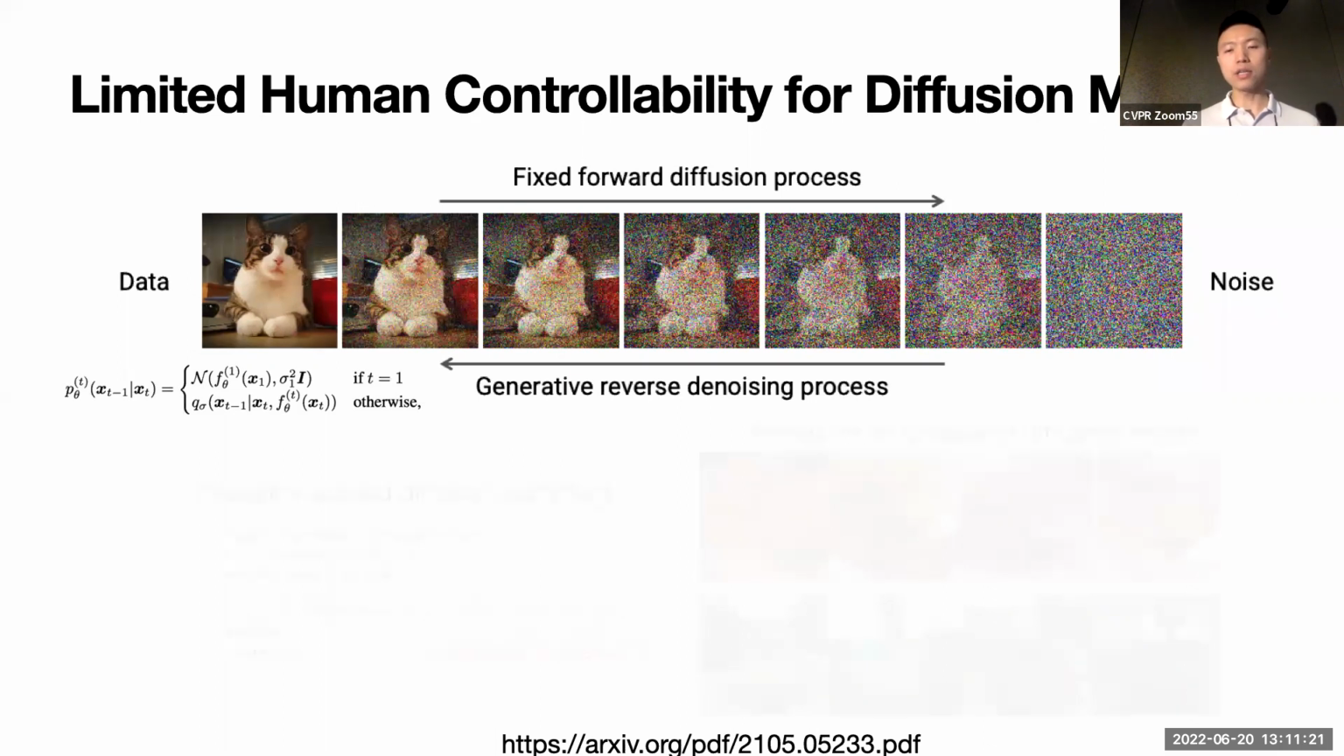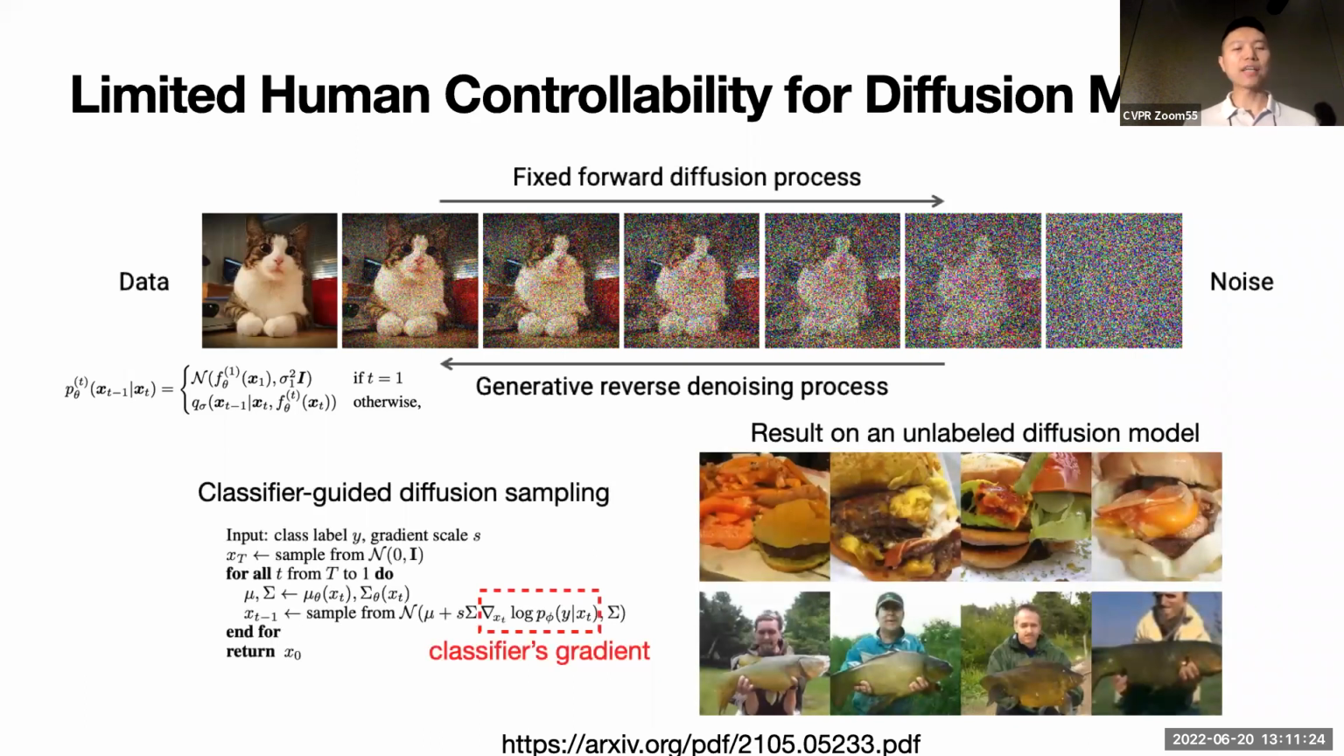So to improve this controllability, people developed classifier-guided diffusion sampling. What they are doing is introducing some classifiers on those noisy images in the intermediate generation steps. They input the generated noisy image into the classifier, then use the gradients of the classifier to guide the generation process. On the right, I show you some images generated using this classifier-guided diffusion sampling on an unlabeled diffusion model. You can generate very nice images for certain categories we want.